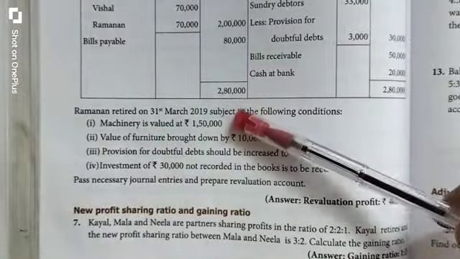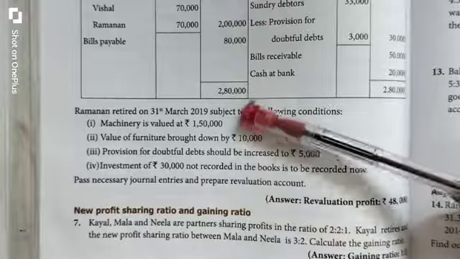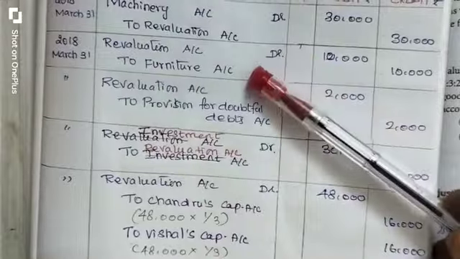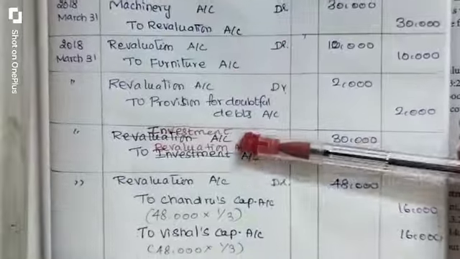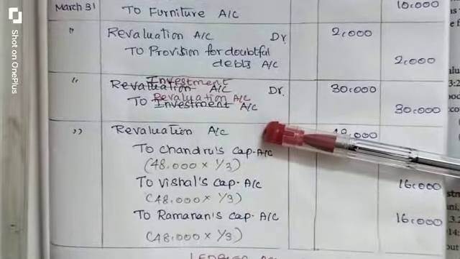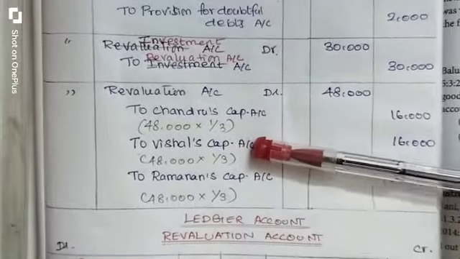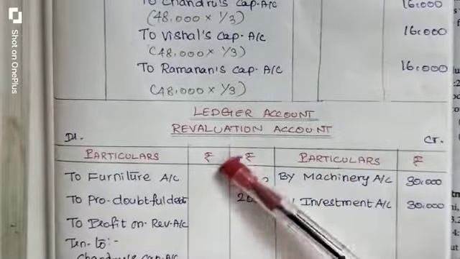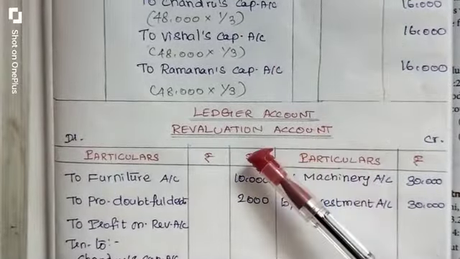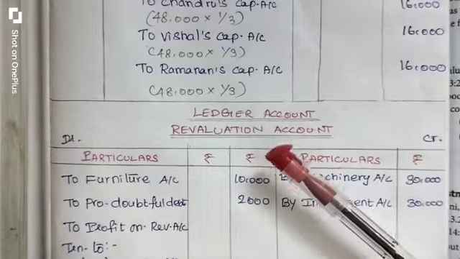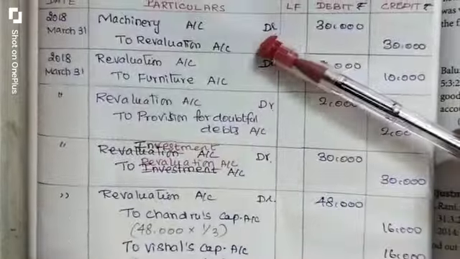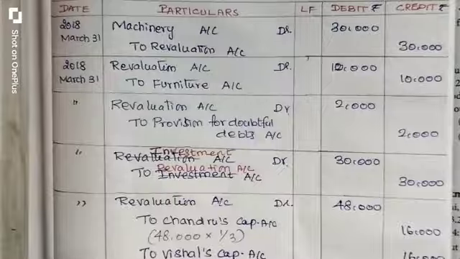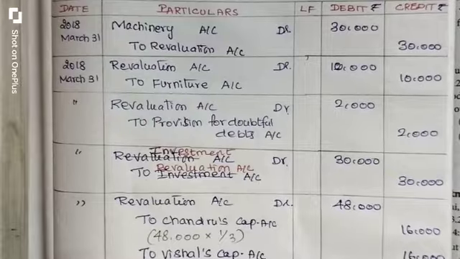So, whatever instructions they have given in the question, as per that we pass the journal entry. After passing the journal entry, we have to leave some space for one transaction. After leaving the space, we have to prepare the ledger account for revaluation account. So listen, wherever the revaluation account occurs in the journal entry, as per that we are going to post into the ledger account of the revaluation account.